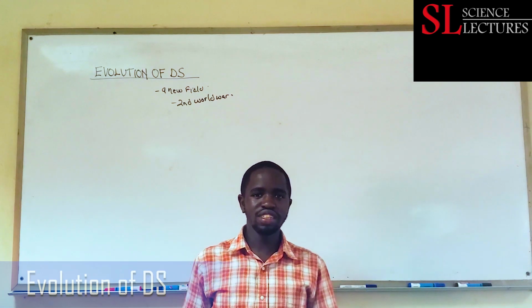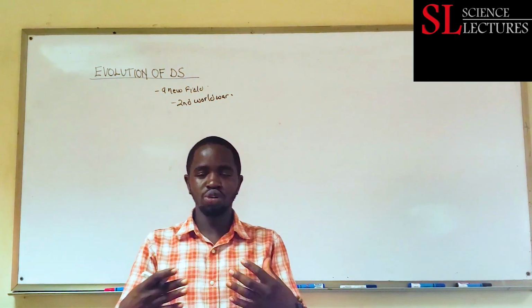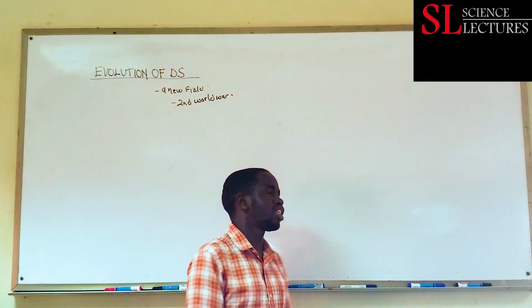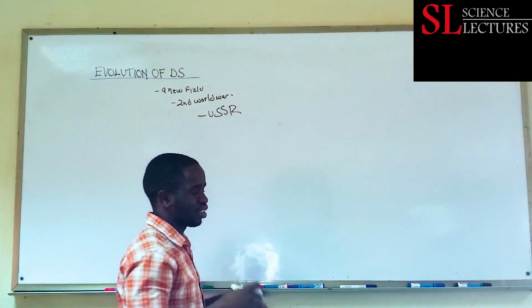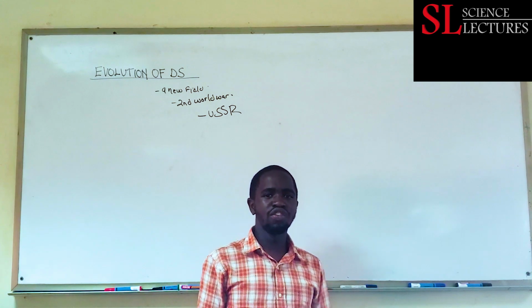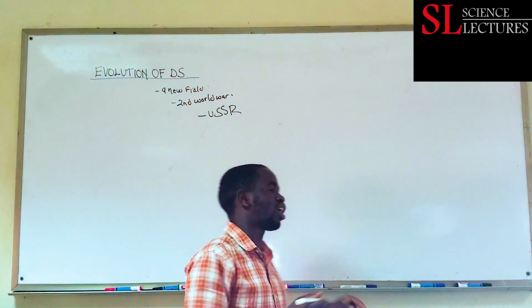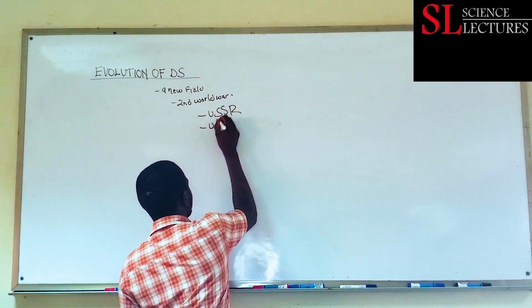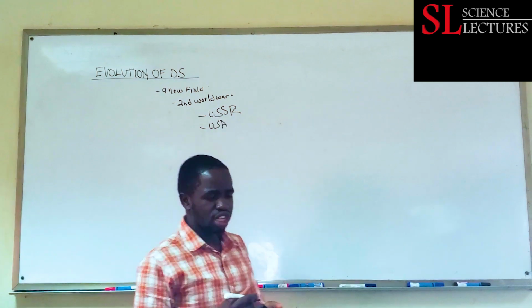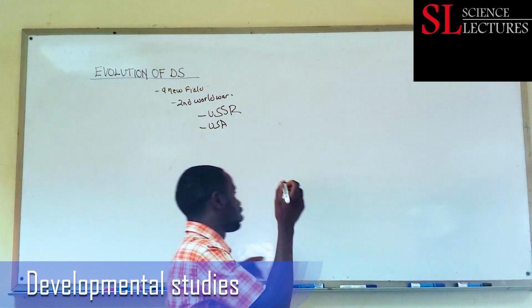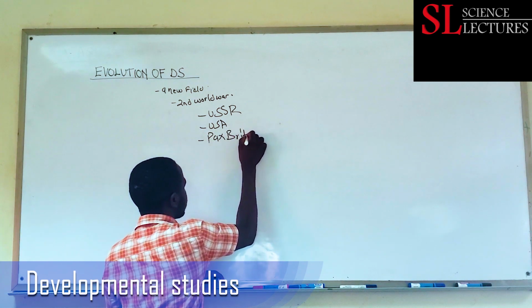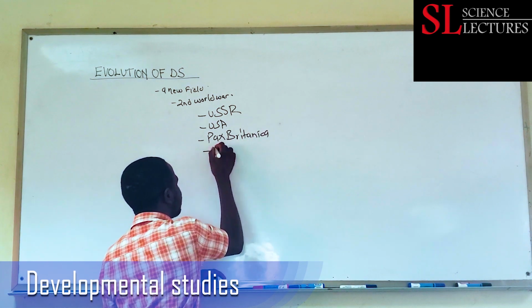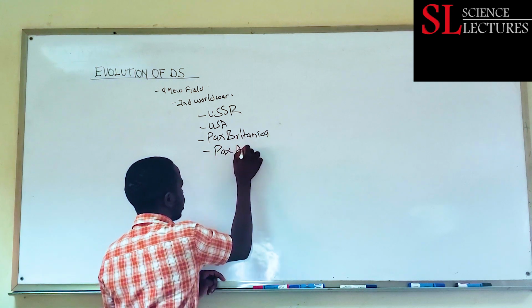So, you can see that at the end of the World War, we had new superpowers. That was the Union of Soviet Socialist Republics, which is USSR, also known as the Soviet Union. At the same time, we also had the USA. And that is the time when we ended Pax Britannica, and it saw the advent of Pax Americana.